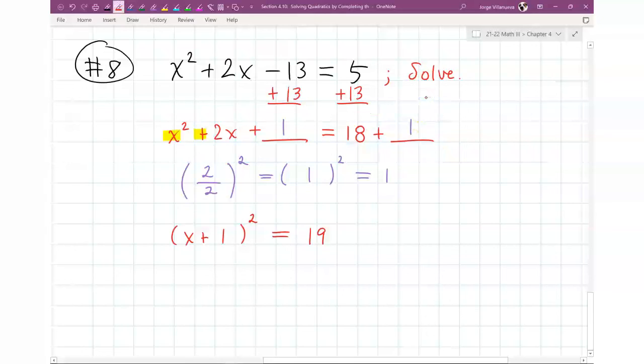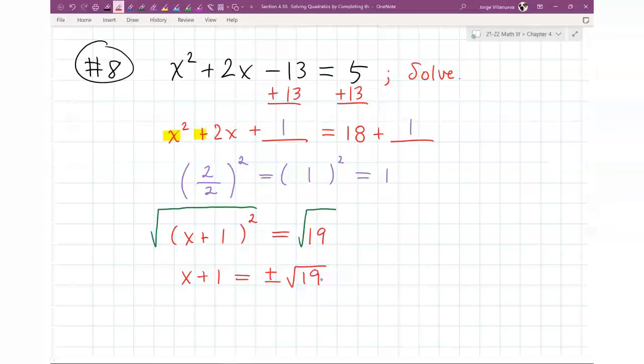Now all you got to do is solve. So you see how x is stuck inside of a square? So how do I get rid of a square? Square root, right? So square root, x plus 1 is equal to plus or minus square root of 19, because square root of 19 doesn't have a nice number, right? If you were to have gotten like square root of 16, then make sure you simplify it to 4, because the square root of 16 is 4. So if you can simplify it, do it. But if you can't, just leave it alone.